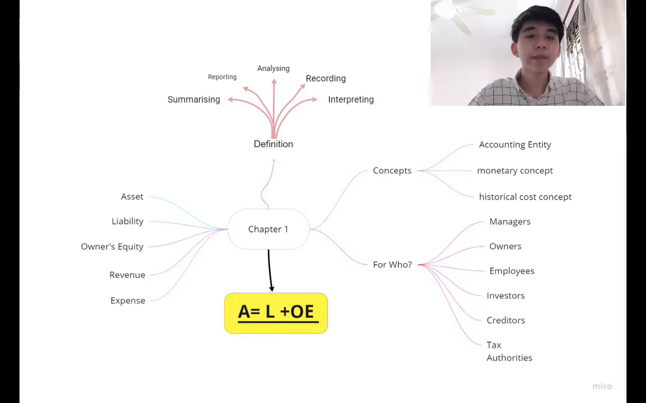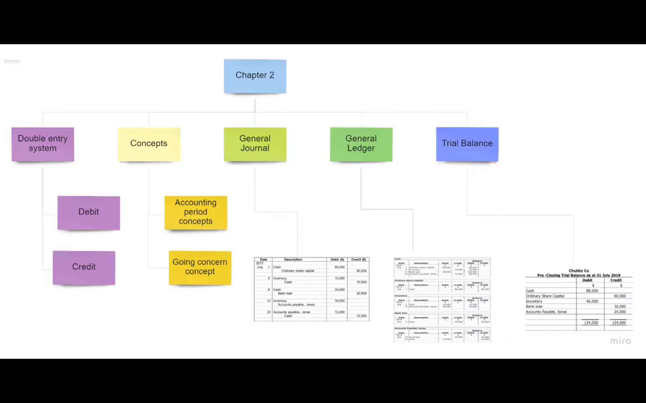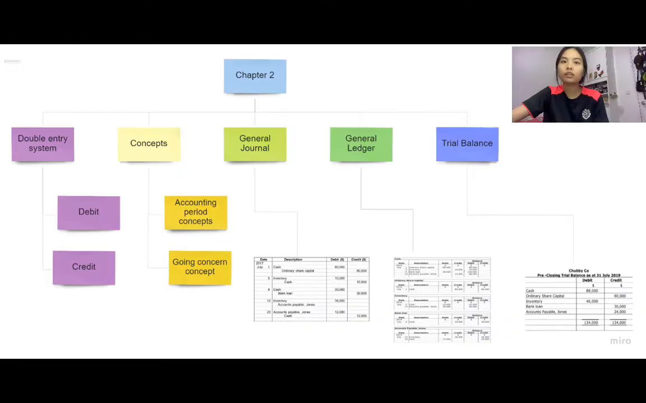In conclusion, Chapter 1 allows us to know the equation of A equals L plus OE, which will be useful in preparing financial statements in Chapter 3 to check whether the transactions tally. And also, by knowing different types of transactions, whether they are assets or liabilities, it gives us a clearer mind of the double entry system in Chapter 2, which will help us in doing the general journal to know what to debit and credit, and helps us to identify what the temporary accounts are in Chapter 3 afterwards.